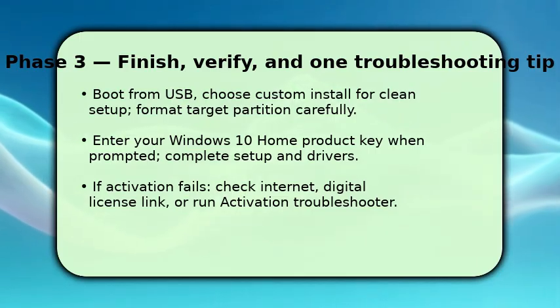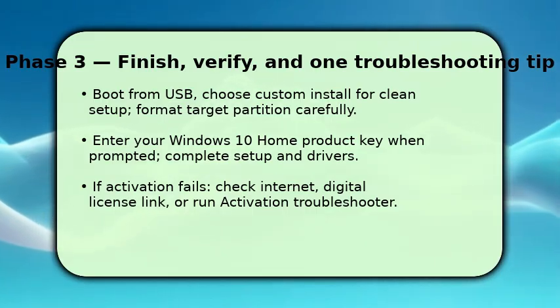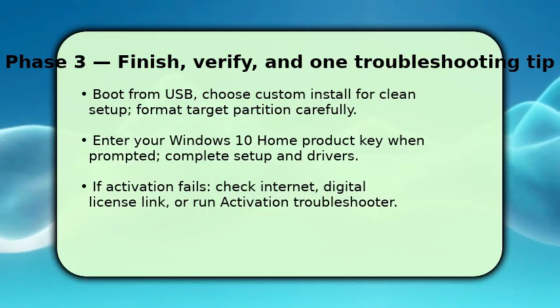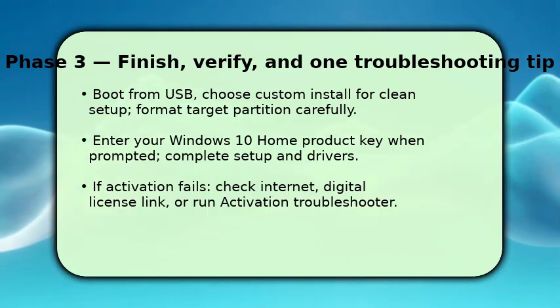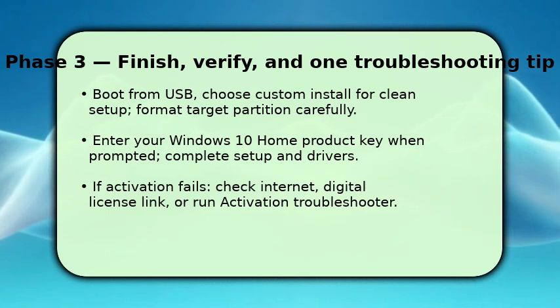Enter the product key during setup or sign in with your Microsoft account to attach a digital license. After installation, install chipset and network drivers, run Windows Update, and confirm activation in Settings. If activation fails, make sure you have internet access, verify the key, and use the activation troubleshooter to resolve common issues.